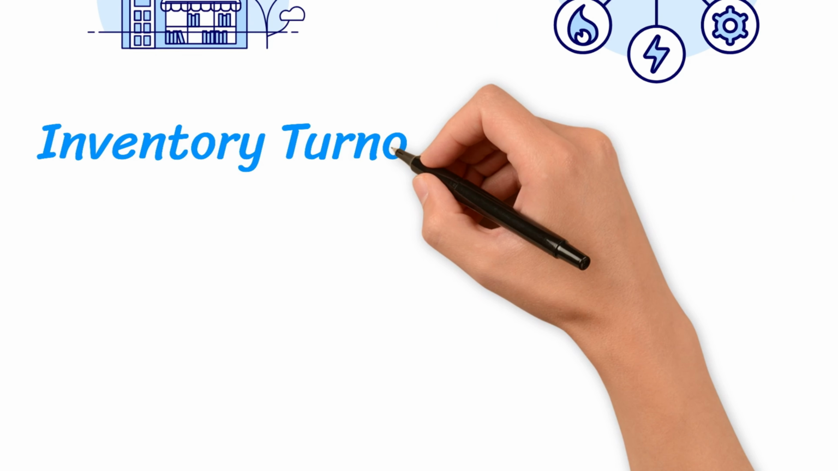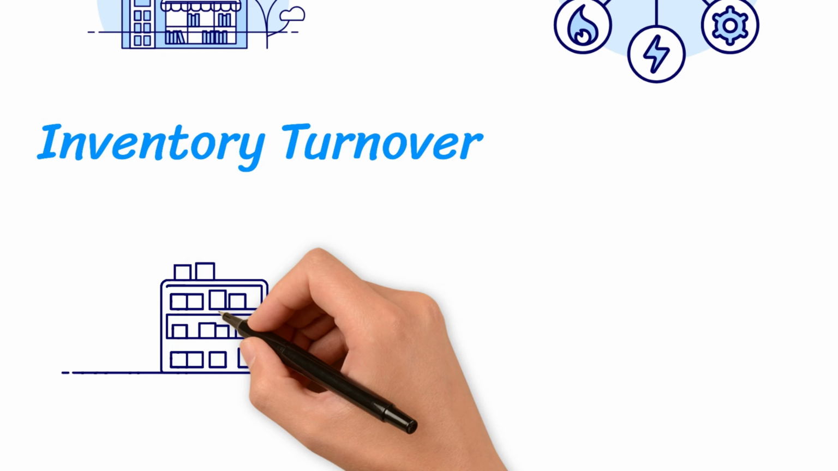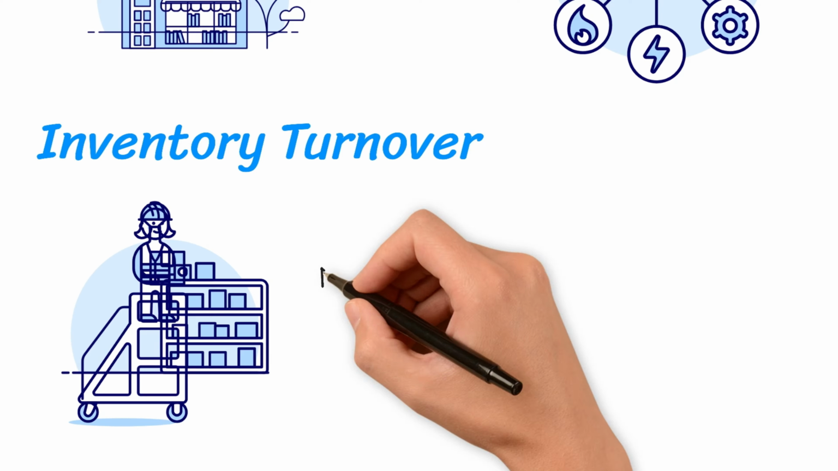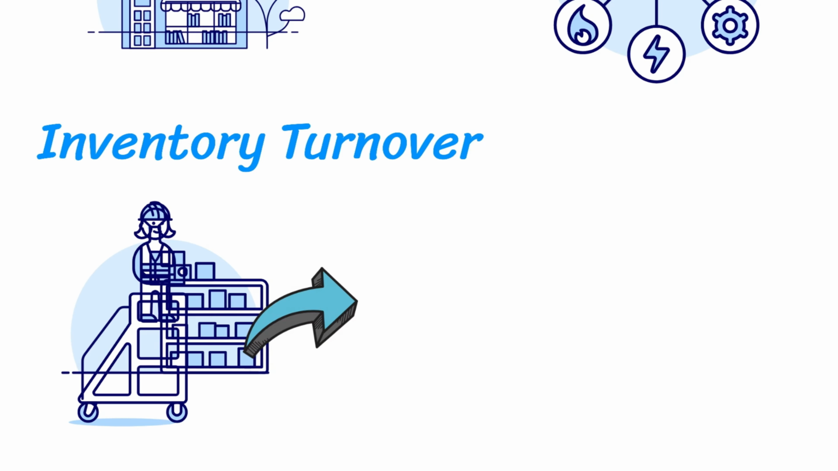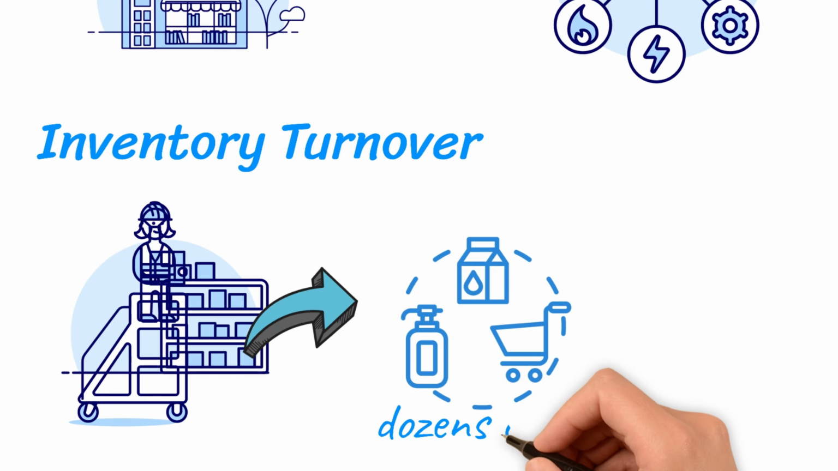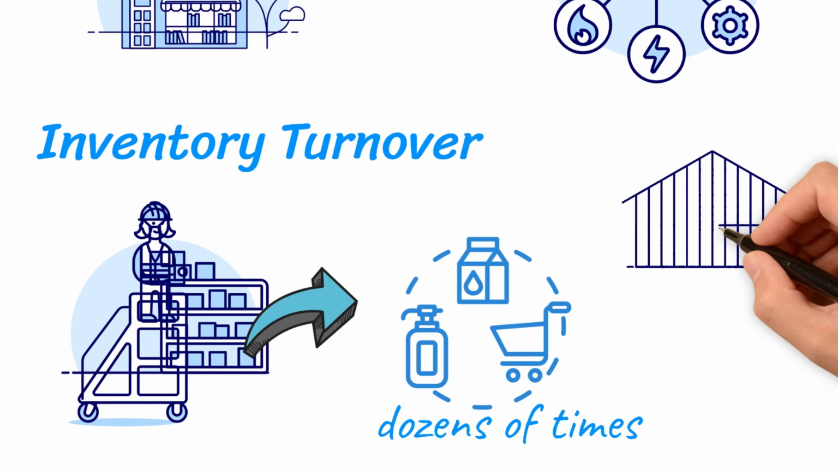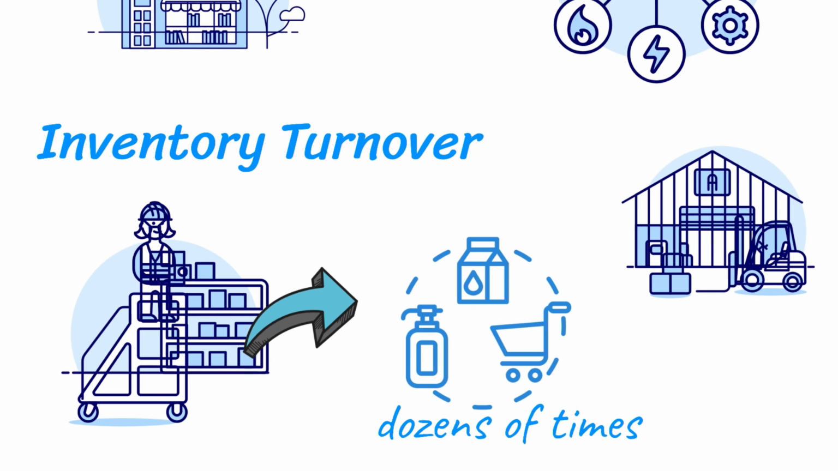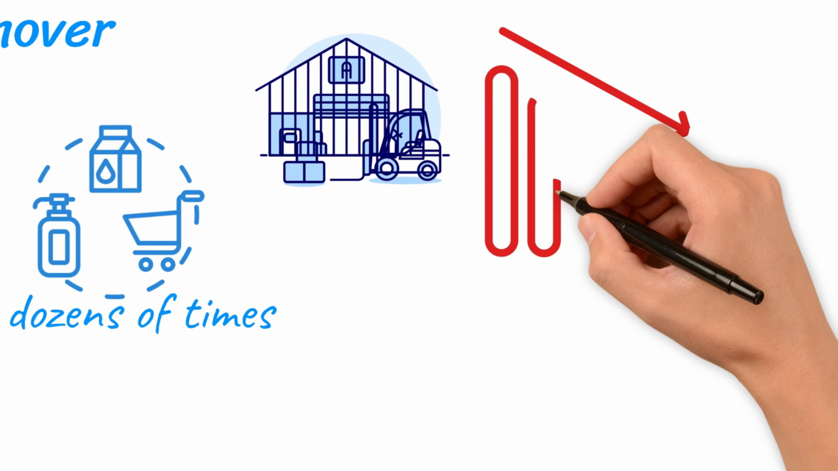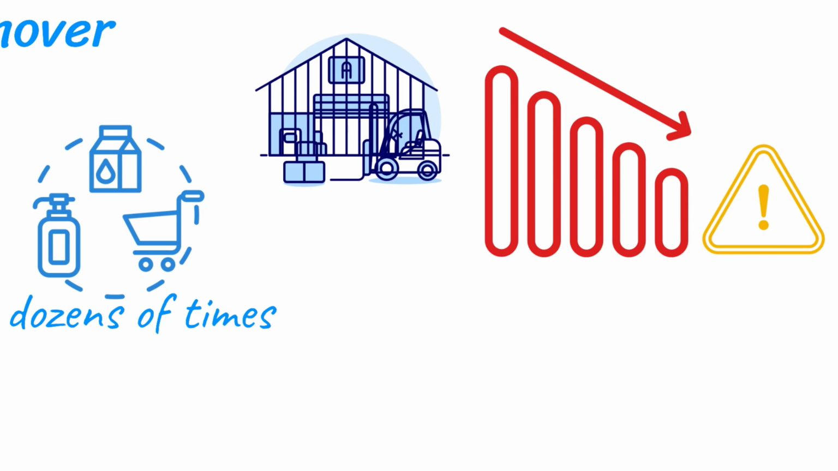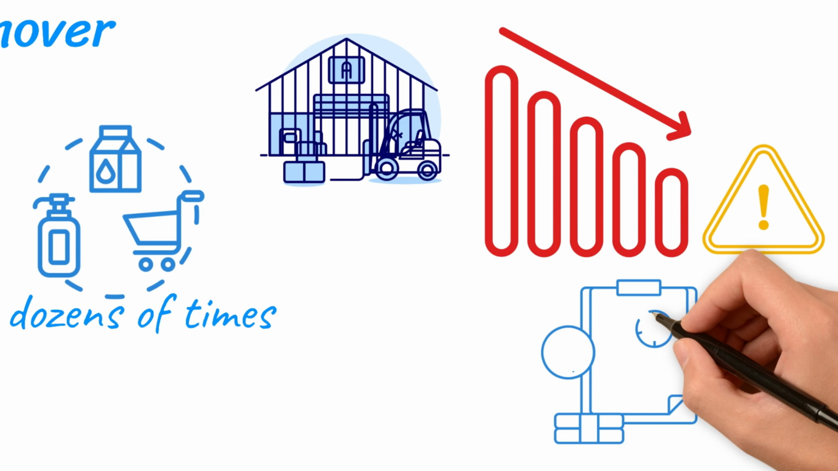Inventory turnover measures how many times a company sells and replaces its inventory in a year. High inventory turnover means products are flying off the shelves. Fast-moving consumer goods companies turn inventory dozens of times a year. Low inventory turnover means products are sitting in warehouses, tying up capital, and potentially becoming obsolete. A declining inventory turnover ratio is often an early warning signal of slowing demand before it shows up in earnings.